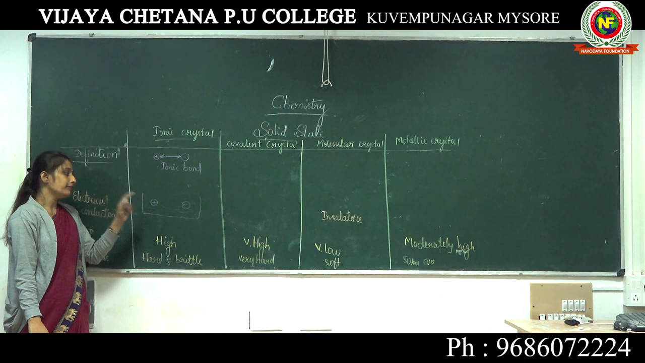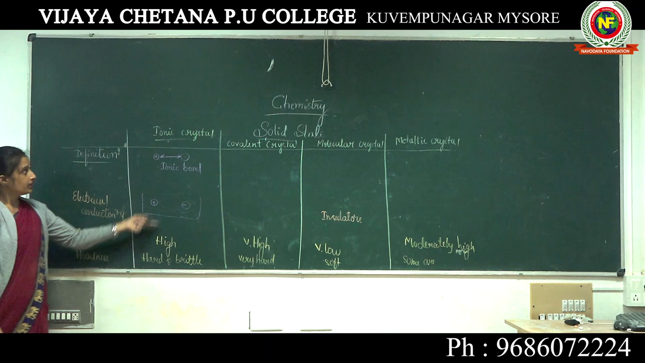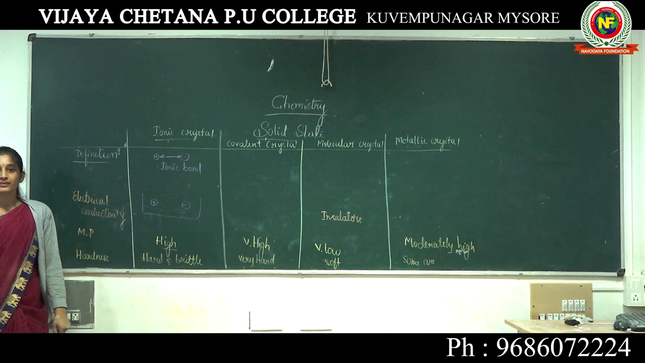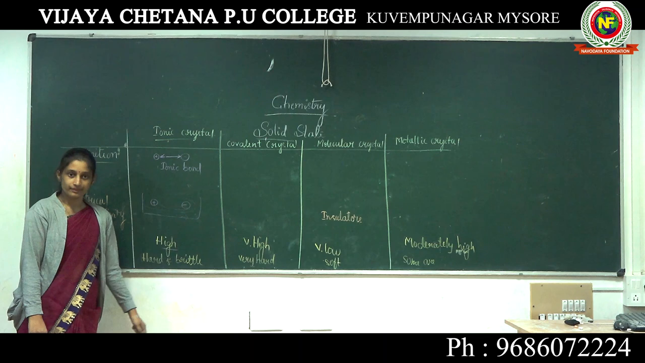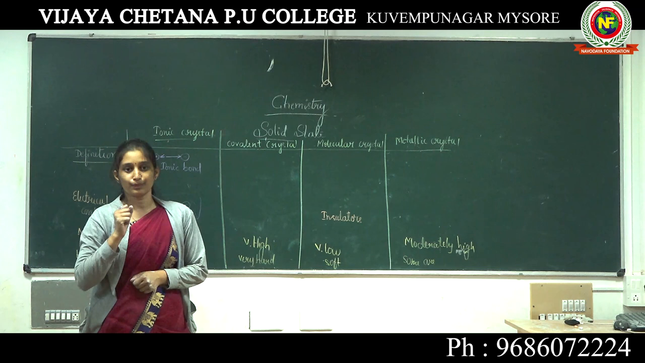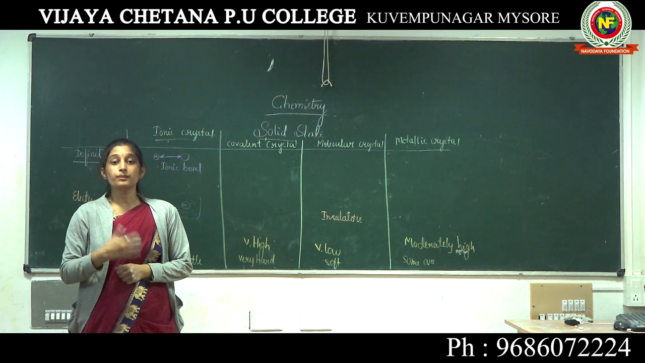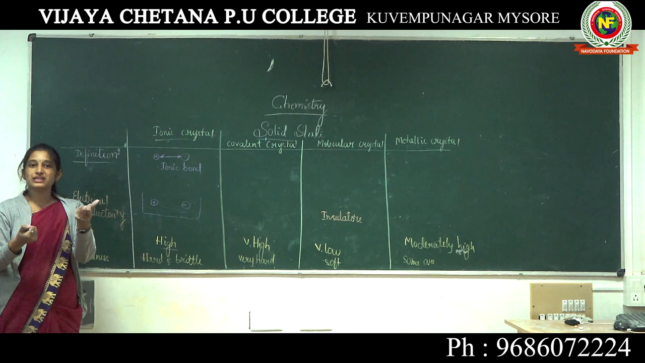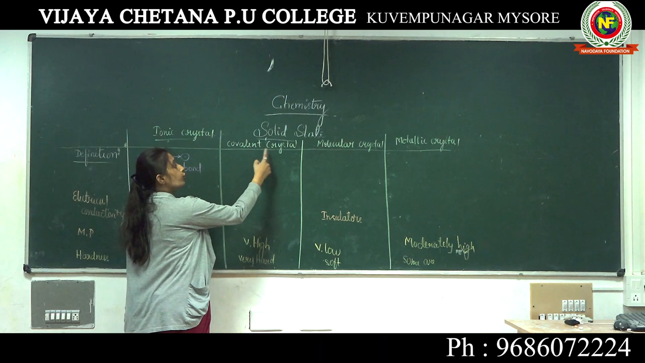And what about the melting point? See, its charges are positive and negative, oppositely charged. That's why it is highly difficult to break, and that's why it has a high melting point. What about the hardness? It is hard and brittle. Brittle means, for example, a mirror: if we drop it, it becomes pieces. Same thing for NaCl also. Take a hammer and crush it: brittle nature, it becomes powder, pieces.